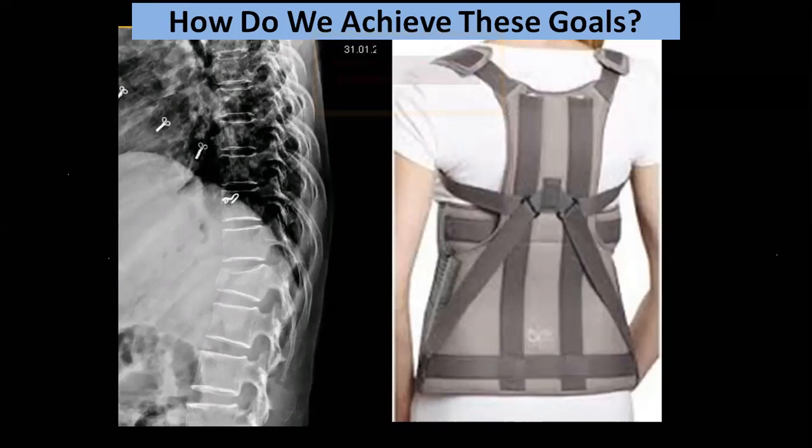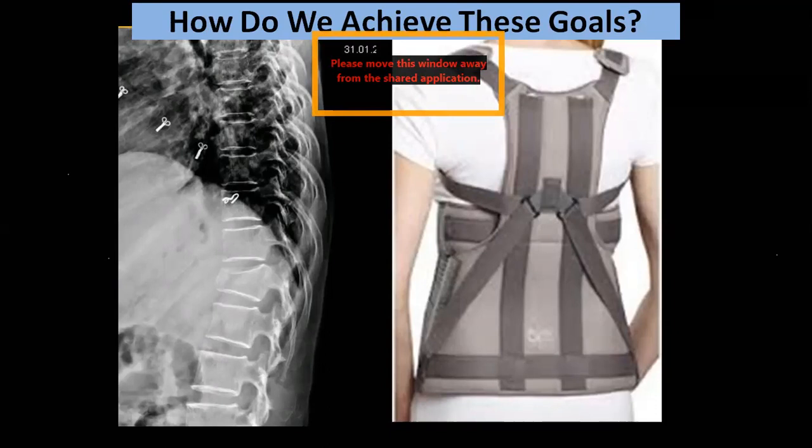This is the protocol. So every 2 weeks, we have to take a check x-ray. Why the check x-ray? To assess whether there is any collapse or not. If there is no collapse, at the end of 6 weeks, we can remove the belt and we can allow the patient to start gradual activities. Okay? That is the protocol for conservative management.